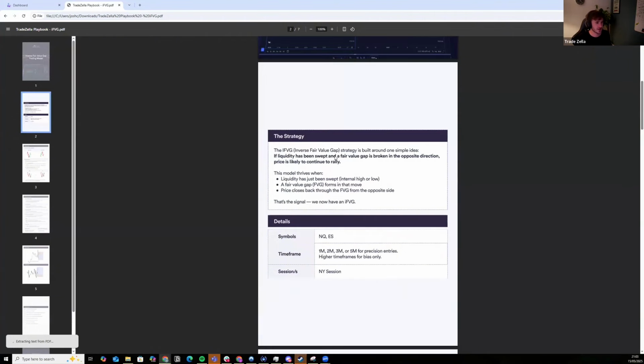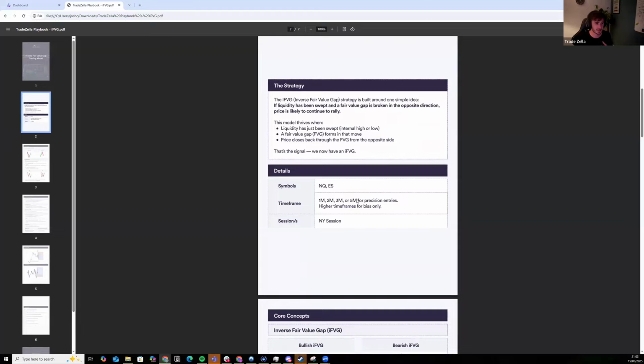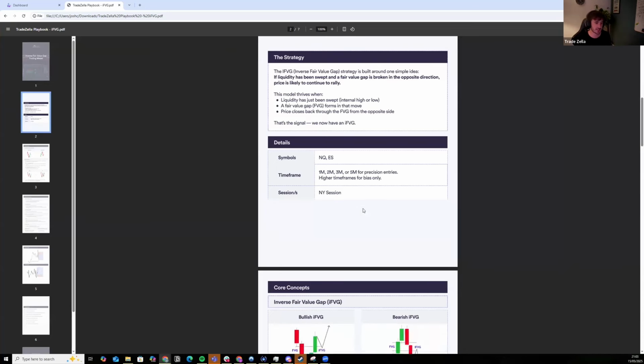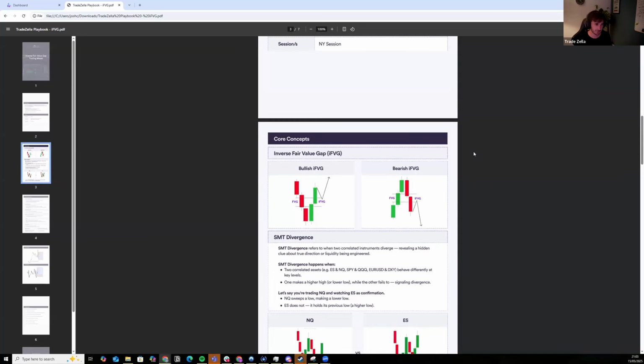So this is the strategy. The inverse fair value gap strategy is built around one simple idea: if liquidity has been swept and a fair value gap is broken in the opposite direction, price is likely to continue to rally. This model thrives on these three things. The symbols we're going to use it on, and that it works best on, are NQ and ES. We're going to use timeframes for entries such as 1 minute, 2 minute, 3 minute, 5 minute, and maybe even seconds if an opportunity presents.